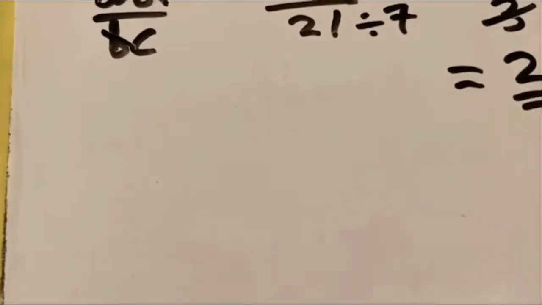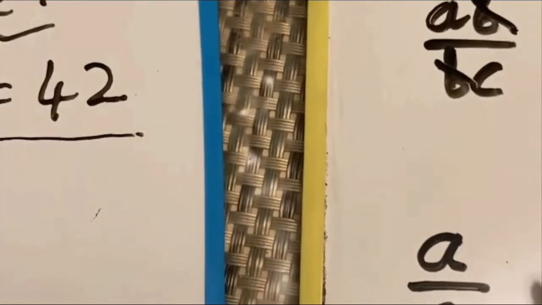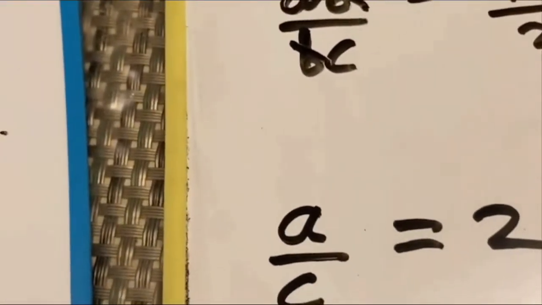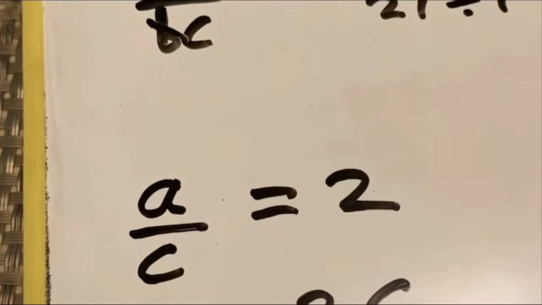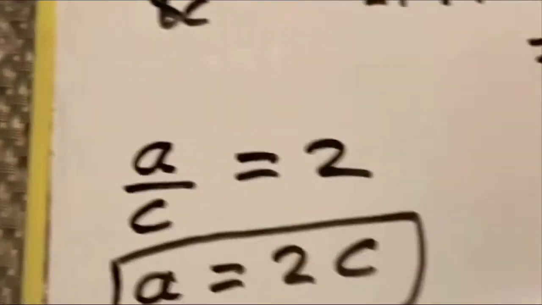Okay, so now we have a really important detail. We know that A divided by C equals 2, or in other words, A is equal to 2 times C. And this could be really useful to find the other two values as well.